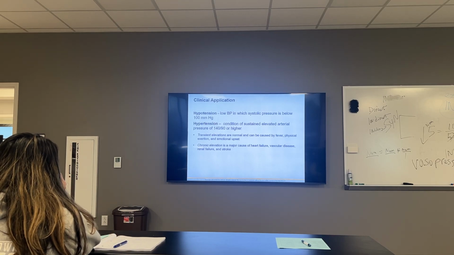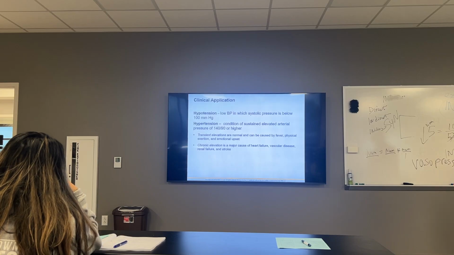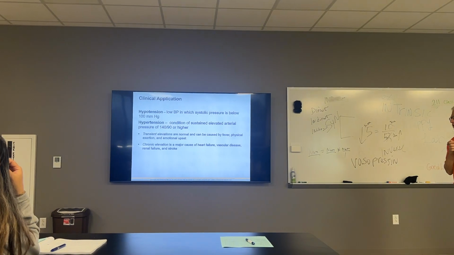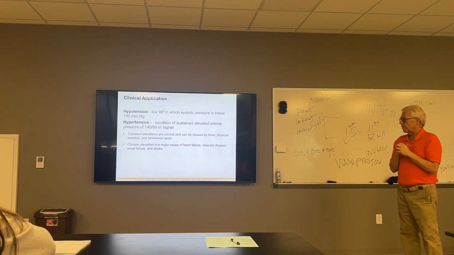Okay. Hypotension, is that high or low blood pressure? For your textbook, it says anything below 100, whereas hypertension is anything above 140 over 90. Basically, most people say if it's 130 already, it's too high, all righty?